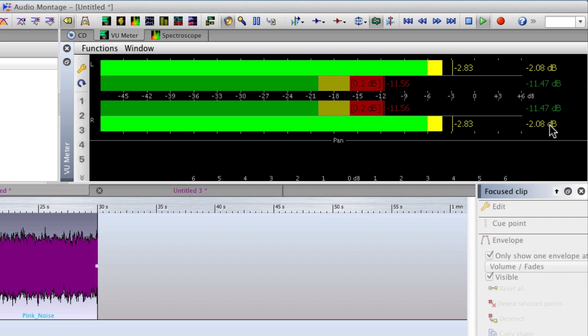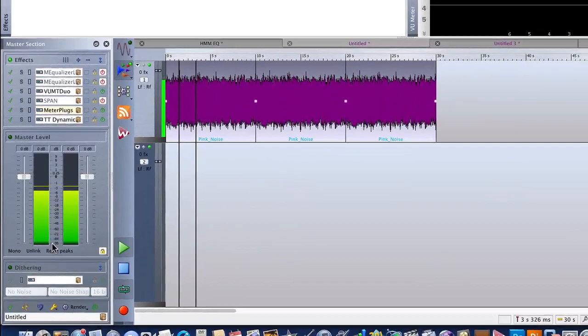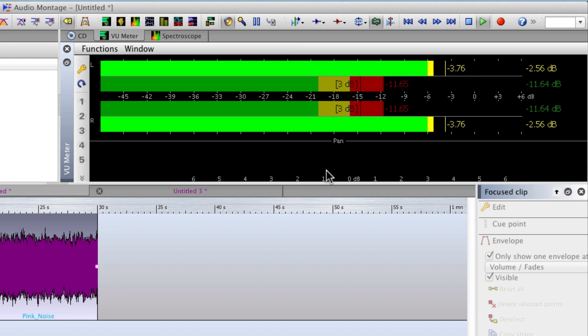So it goes down to, there's one over here, minus 96 dB on the main Wavelab meter here. And the other measurement that Wavelab gives us here is the RMS level, which is coming up here at about minus 11.5 dB. Now, RMS stands for root mean squared. We don't need to go into the mathematics of that. Basically, it means the average signal level.